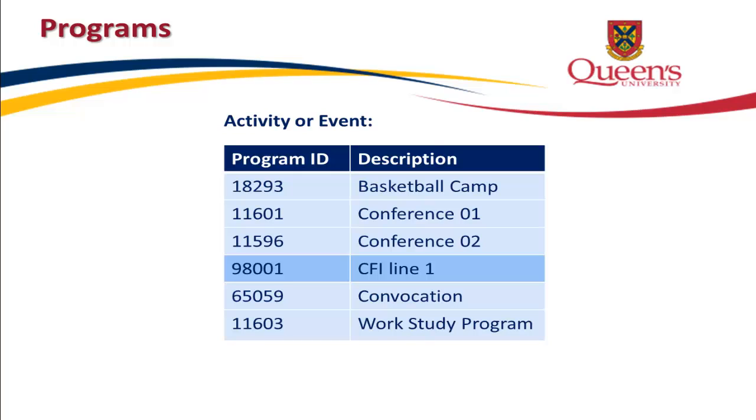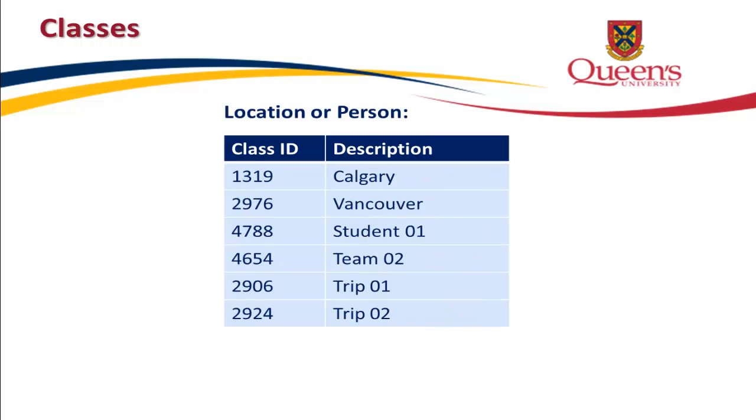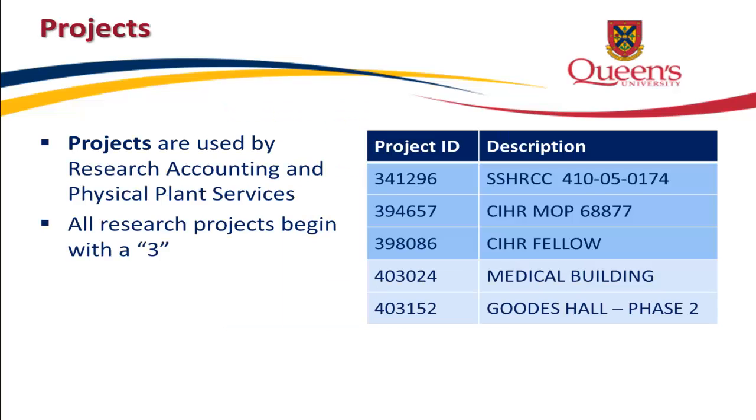Programs are 5 digits in length and are only mandatory for CFI-related transactions. The program field is used to identify an activity or event. Classes are 4 digits in length and are used to identify a location or person. Projects are used by research accounting and physical plant services. Research projects begin with a 3 and are 6 digits in length.